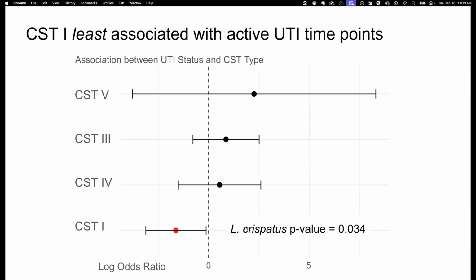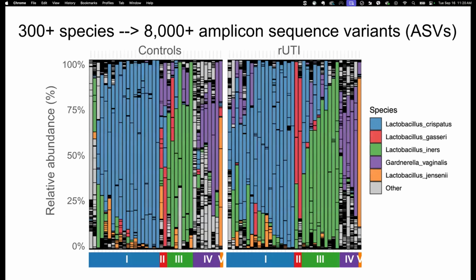And L. crispatus is actually quite interesting. Going back decades, there's been a lot of work thinking about this as a probiotic for rUTIs. It's been a bit of a mixed bag in terms of results, but it's interesting that we're seeing this in our data as well. But one of the real strengths, I think, of this approach is going even deeper, going beyond the species level and down to something that we call amplicon sequence variants.